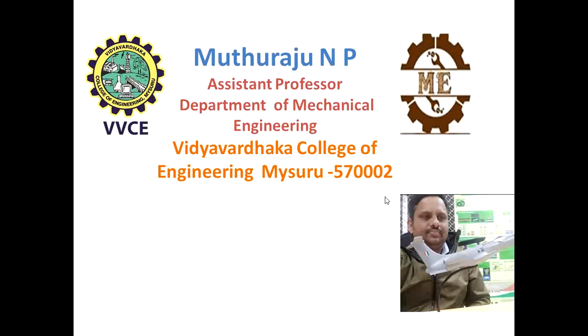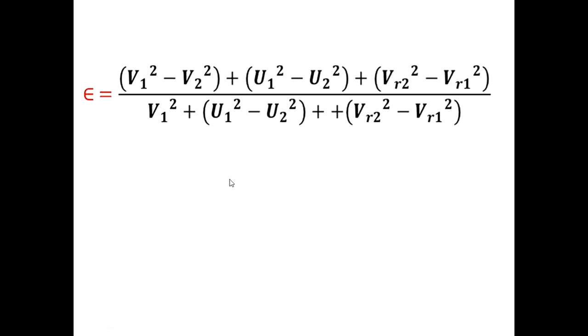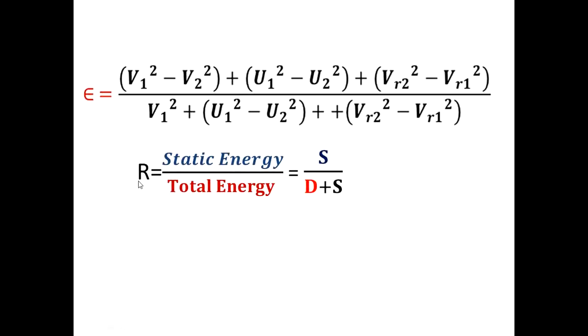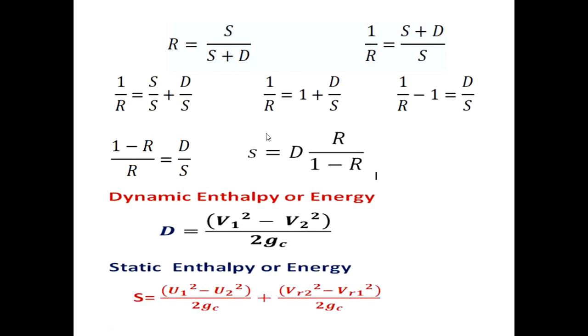Now I will explain how to derive the relation between the utilization factor epsilon and the degree of reaction R. Let us go for the derivation. You know that the utilization factor is given by the amount of work done, the numerator, to the maximum work that can be extracted from the fluid, the denominator. And R is given by the static energy to the total energy, that is S divided by D plus S. So there is a small calculation here, let us go through it.